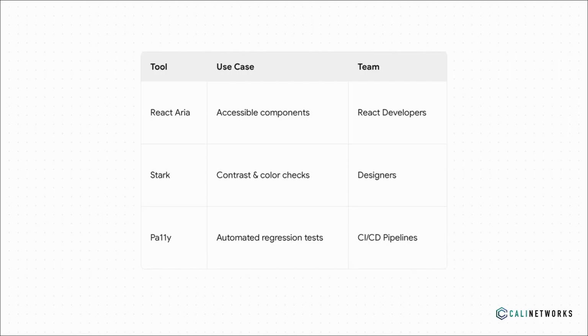You've got tools like React Aria that give developers pre-built accessible components they can just drop into their code. For designers, Stark is amazing. It plugs right into tools like Figma or Sketch to check for things like color contrast before a single line of code is ever written. Then you have tools like Pa11y that can be automated to catch new issues before they ever get released to the public. It's all about catching things early.